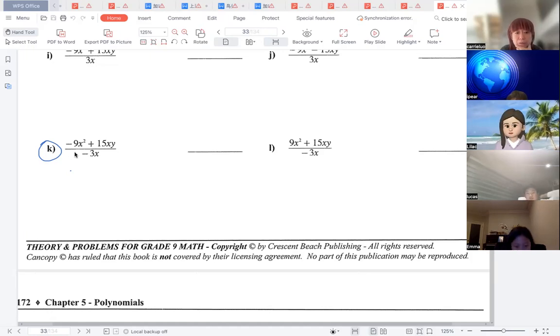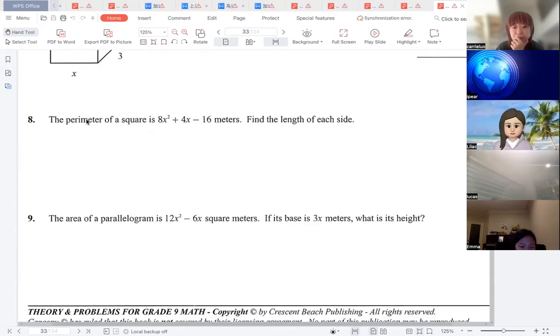Okay, so negative 9 divided by negative 3 equals 3. X squared divided by x equals x. And 15 divided by negative 3 equals negative 5. XY divided by x equals y. Understand, everybody? Just a single one of them, each one of them, one by one, okay? There's nothing hard at all.